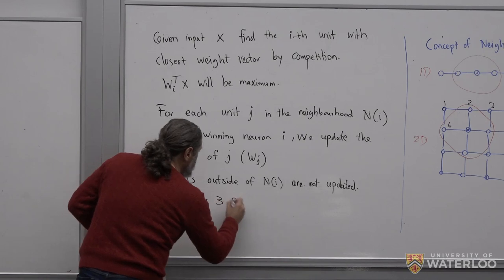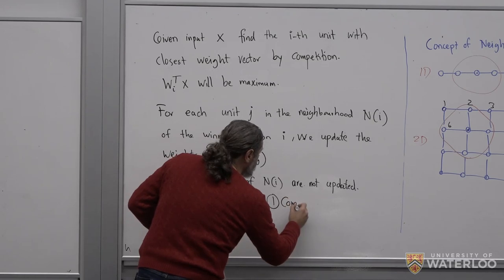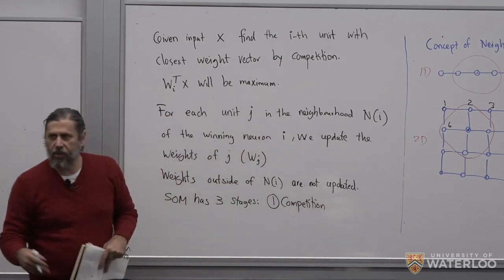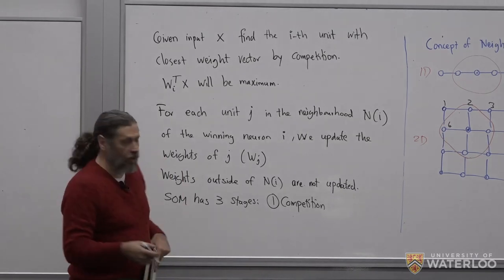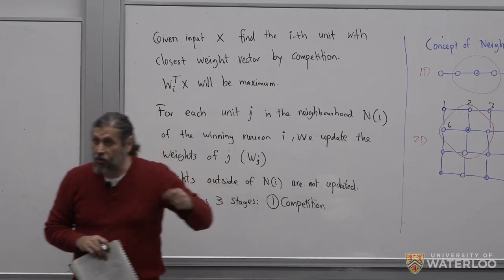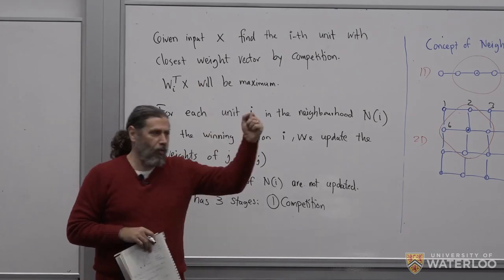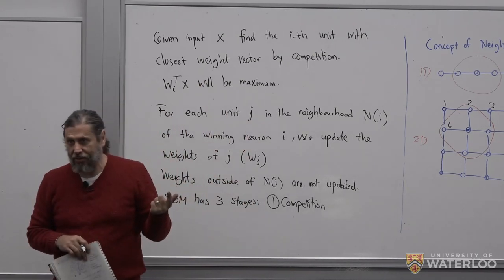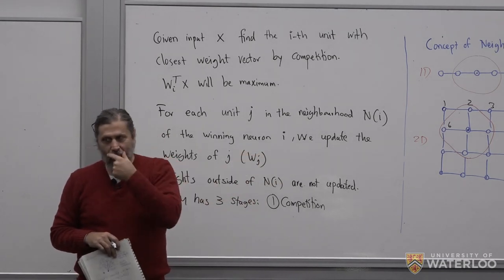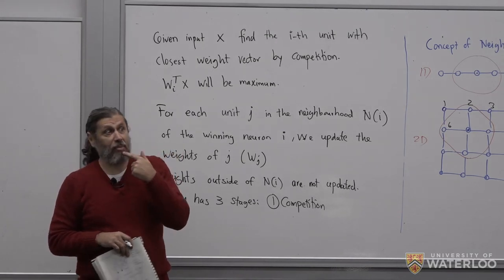So SOM has 3 stages, basically. 1, competition. Such an ugly word, but here it makes sense. So at the beginning, every neuron will compete with every other neuron to represent the input. I want to represent the input. No, I want to represent the input. So that's a competition. Whoever is closer will win. What if you chose the wrong neurons to represent? We have adjustment. We will learn that we made a mistake, hopefully.